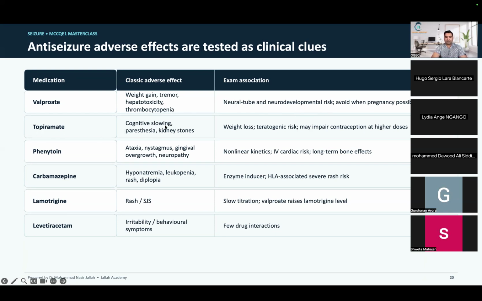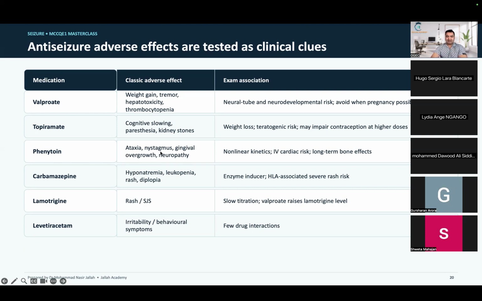Topiramate: cognitive slowing, paresthesia, kidney stones, weight loss are the side effects. In most cases, people with epilepsy who want to lose weight will ask for a medication that helps with the epilepsy and also helps them lose weight.